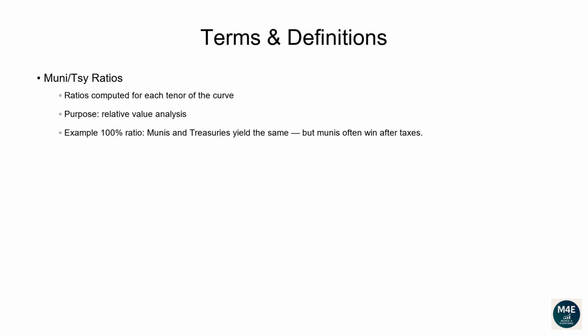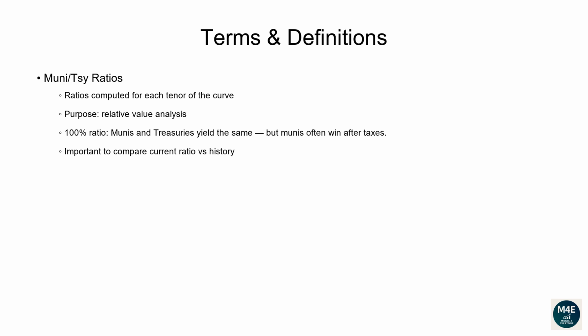If, for example, the 30-year ratio is 100%, that means the 30-year tax-exempt muni yield is the same as the 30-year Treasury yield. However, the Treasury yield is taxed, whereas the muni yield usually is not. Hence, in this case, you'd be better off holding a muni bond. In general, if the ratio is below 100%, one may think munis are rich compared to treasuries.